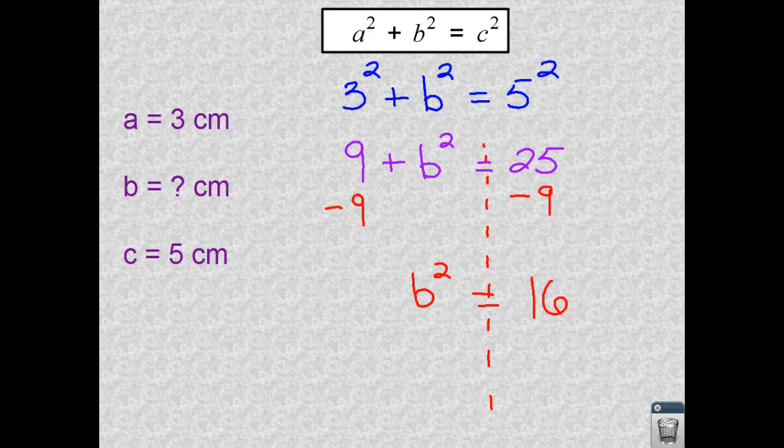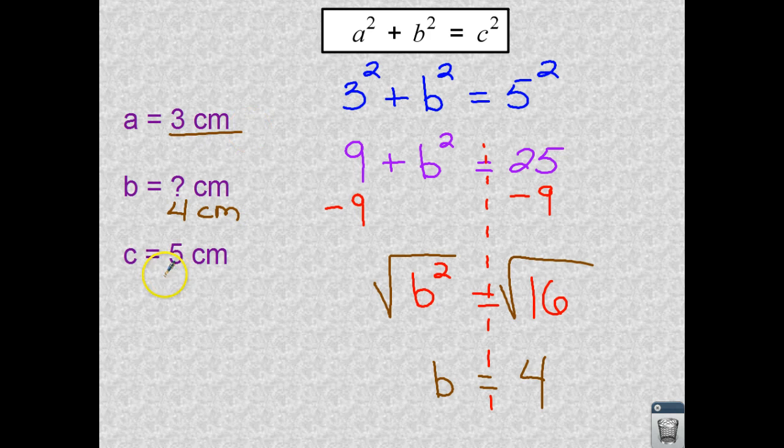And we don't want, as we said in the last screen, we don't want to know B squared. We would like to know what B is, 1B. So we take the square roots of both sides, and B would be equal to 4. And we knew that. We knew that from the previous screen because they gave that to us. So B is equal to 4 centimeters when A is 3 centimeters and C is 5 centimeters.